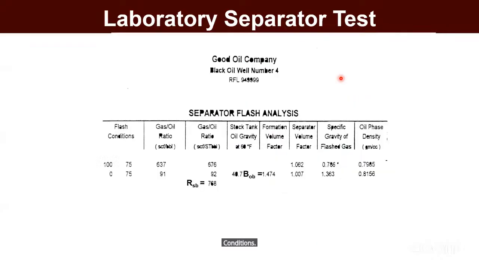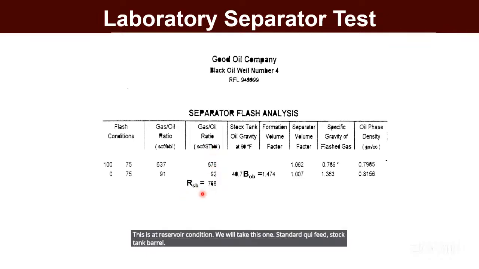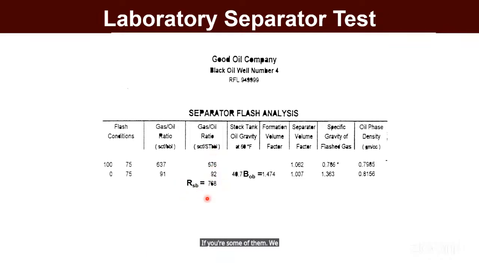So if we check the separator test, for example, here we have the separator set at 100 psig and the stock tank at 0. So we'll have a gas oil ratio of 667 and 92. This is at stock tank conditions, the gas oil ratio at stock tank conditions. This is at reservoir condition. We will take this one, standard cubic feet per stock tank barrel. If you sum them, we will have the Rsp.